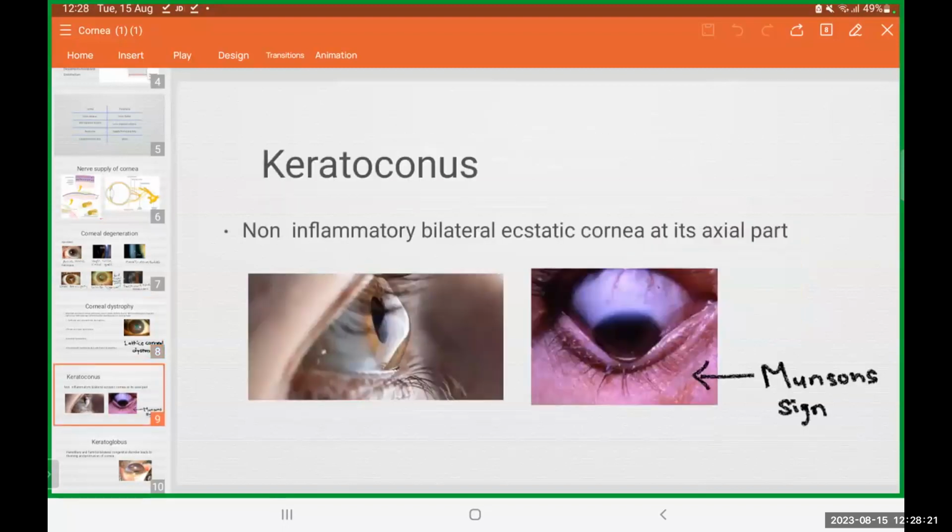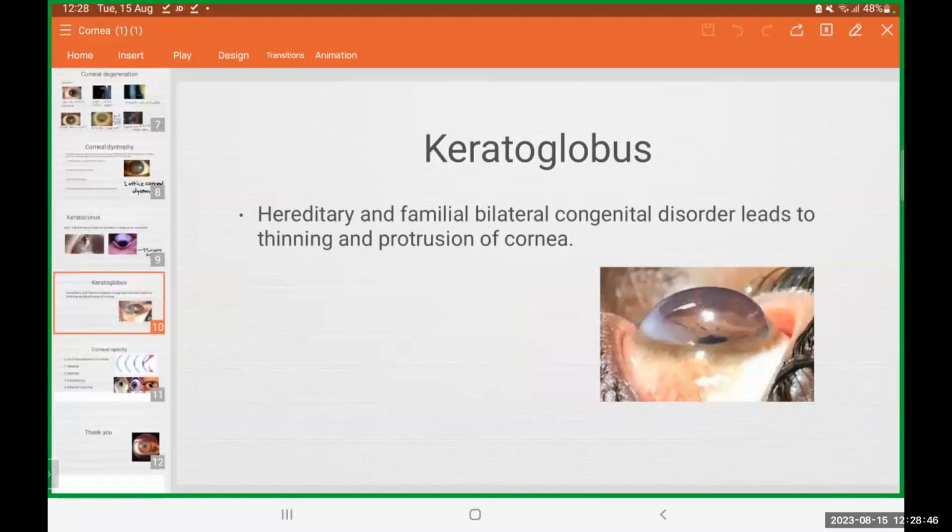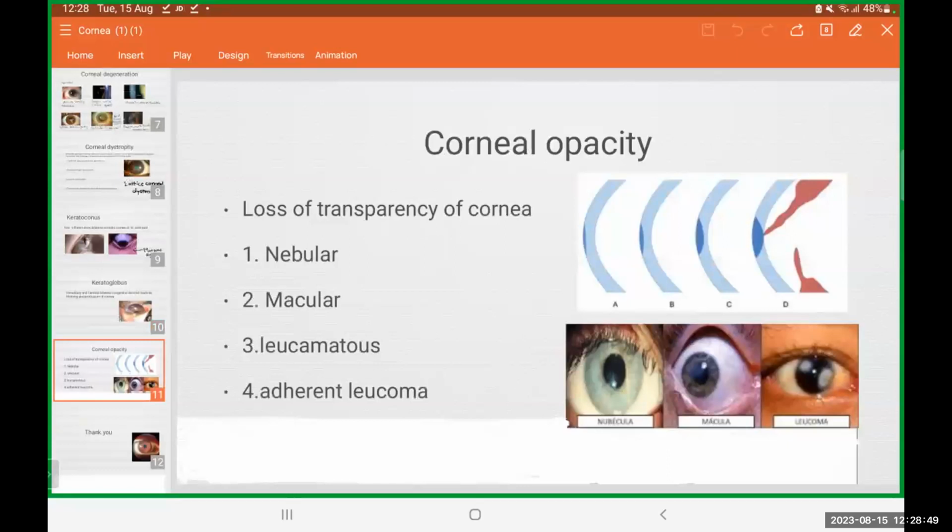Then keratoconus. Keratoconus is a non-inflammatory bilateral ectasia of the cornea at its axial part. The second image shows Munson's sign: when we ask the patient to look downward, there is bulging of the lower lid. Then keratoglobus. Keratoglobus is a hereditary and familial bilateral congenital disorder that leads to thinning and protrusion of the cornea. Then corneal opacity. Corneal opacity leads to loss of transparency of the cornea. There are types of corneal opacity: nebular, macular, leukomatous, and adherent leukoma.